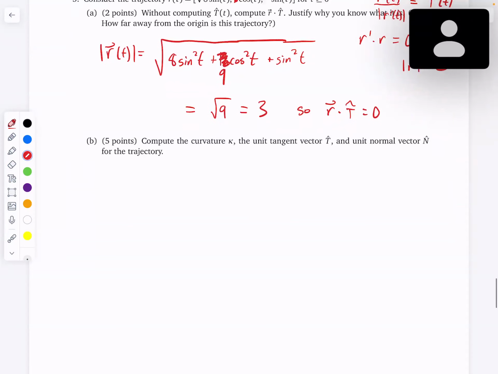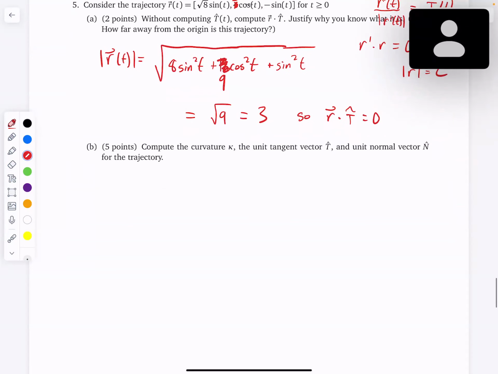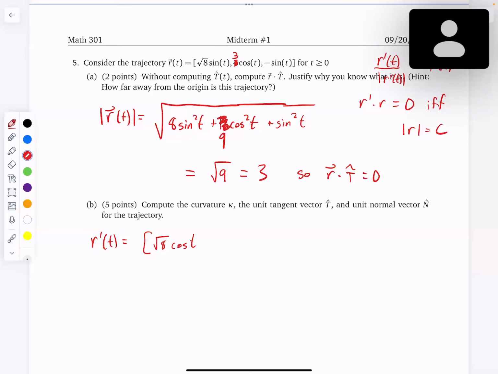Compute the curvature, the unit tangent vector, and the unit normal vector. So in order to get those things, we have to compute the derivatives. So computing the derivatives, we get root 8 cosine t, negative 3 sine t, and negative cosine t.